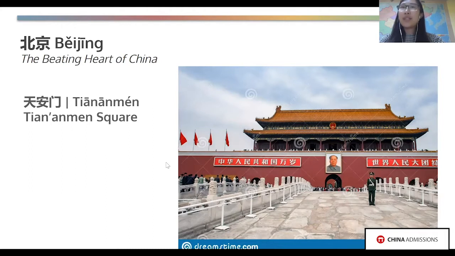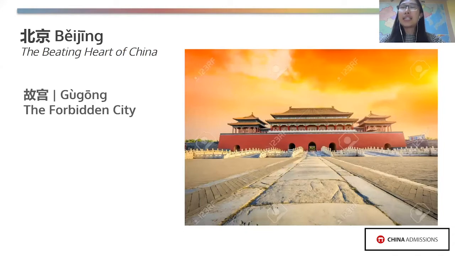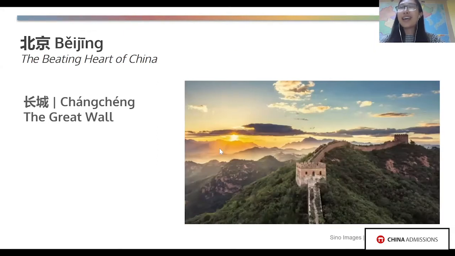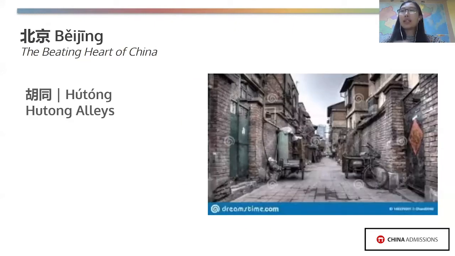Okay, 天安门, and then 故宫, the Forbidden City. It's the palace of the emperor in the Qing Dynasty, 清朝. So this is 故宫. Okay, and then, next one, Changcheng, of course. I think this is the most famous landmark for foreign people, right? Changcheng. Chang means long. Cheng means city. So Changcheng is like the long wall, the long kind of wall to protect the city. Hu Tong is also in Beijing. It's the traditional Beijing architecture, 胡同.